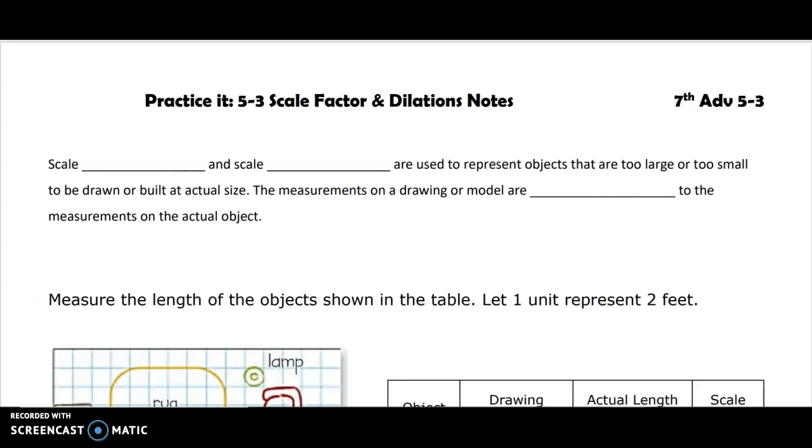Welcome to 5-3 Scale Factor and Dilation Notes. I'm going to talk about scale drawings and scale models.